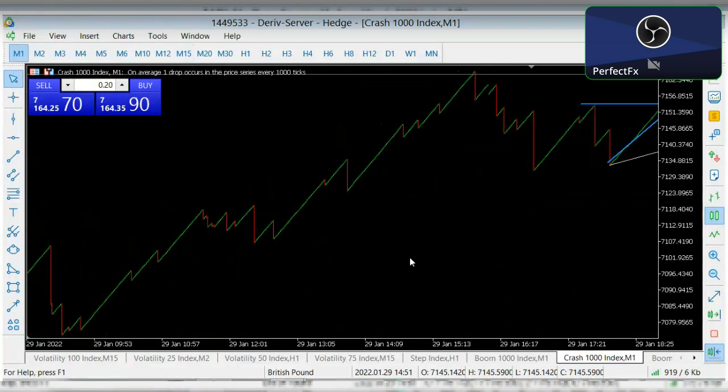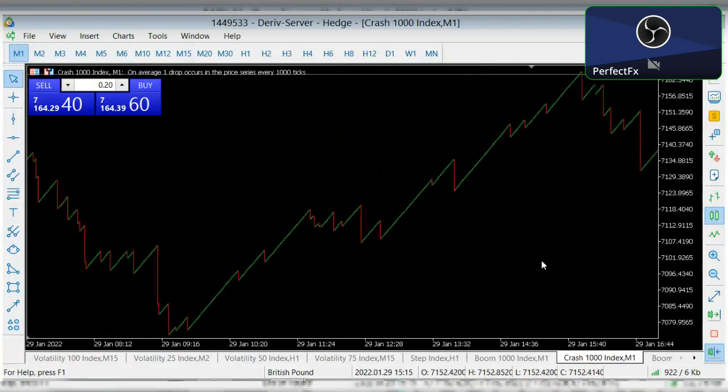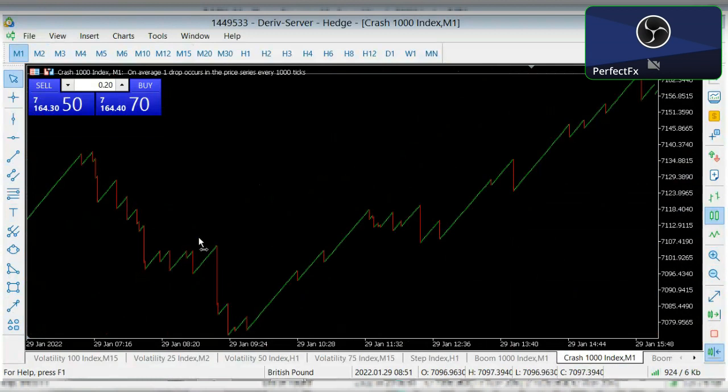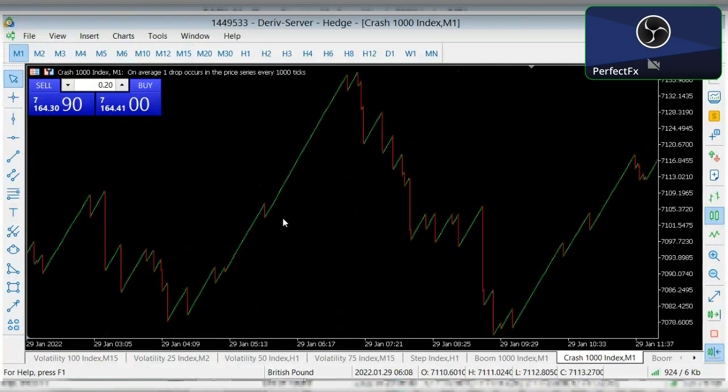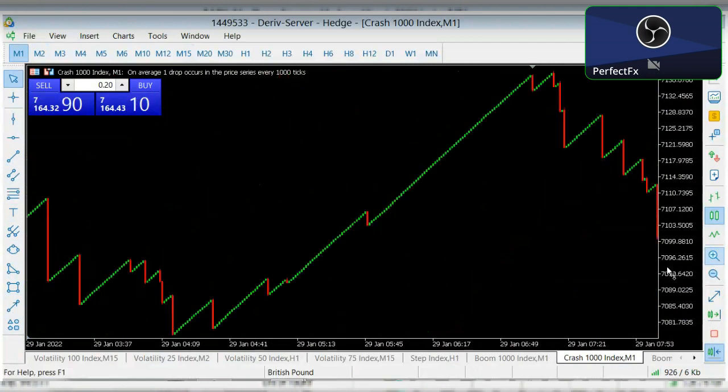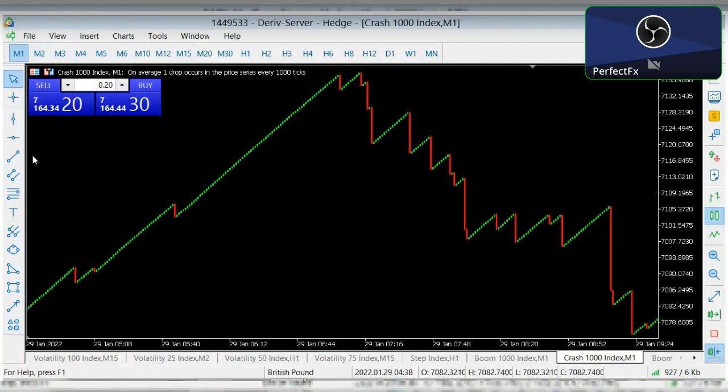This strategy works for both Crash 1000, Crash 500, Boom 1000 and the Boom 500 index market. Quickly, let's see a sell to the downside. Let's see a confirmation for a sell to the downside. Can you see this point? This was another confirmation to short the market to the downside.